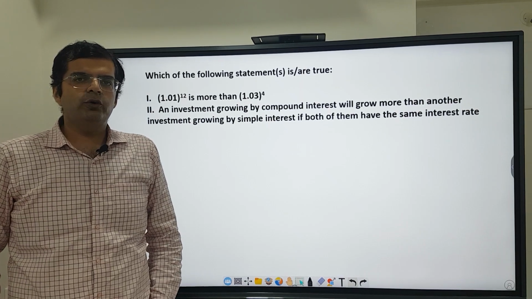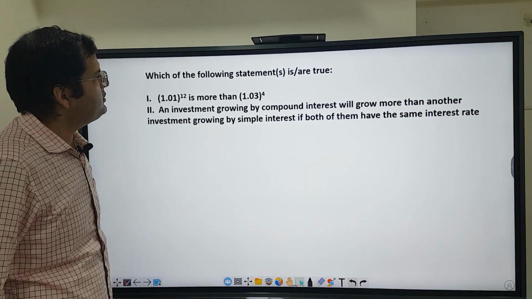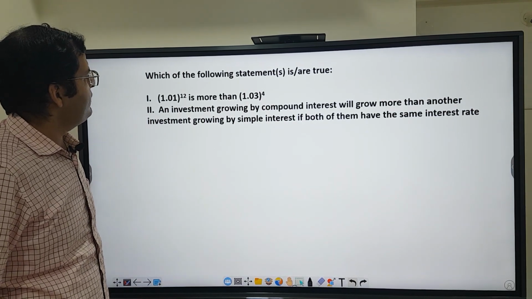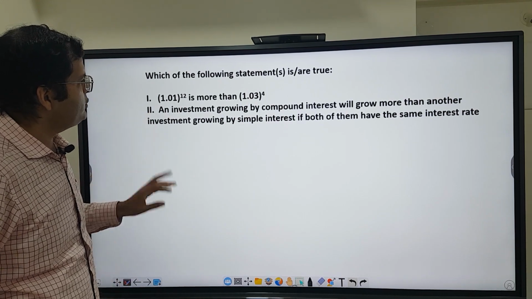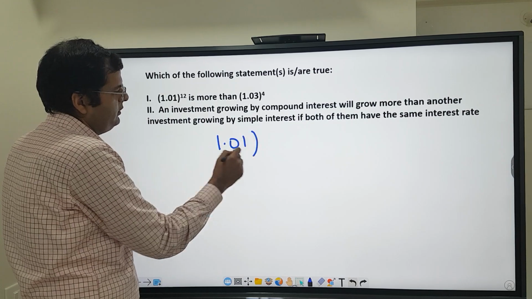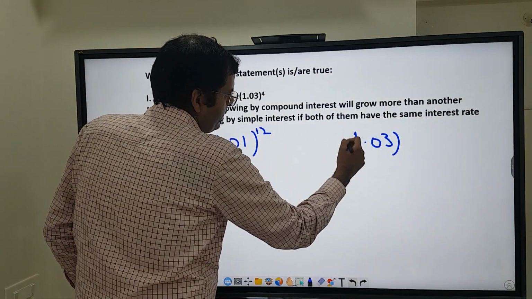So this is the 54th question of the ratio and percentages chapter. The question says, which of the following statement or statements is or are true? So statement 1, if I first take into consideration, it says 1.01 raised to 12 is more than 1.03 raised to 4. So 1.01 raised to 12 and 1.03 raised to 4.